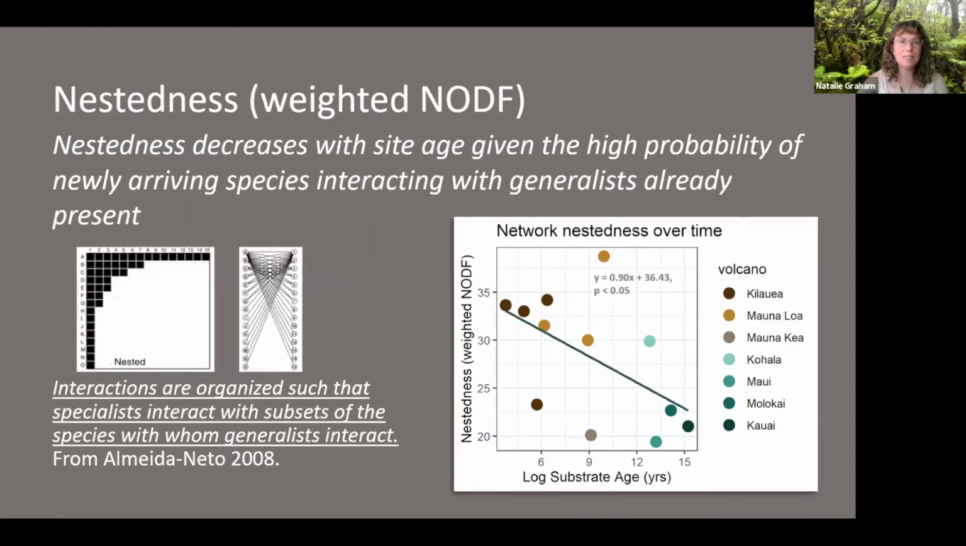We also have nestedness. Nestedness essentially gets at the way that interactions are organized. With a nested network, the interactions are organized so that specialists are interacting with a subset of the species with whom generalists interact. The take-home message here is that network nestedness is decreasing with site age, given the high probability that newly arriving species at the younger sites are interacting with generalists that are already present.